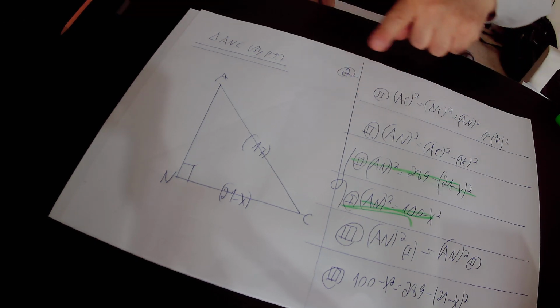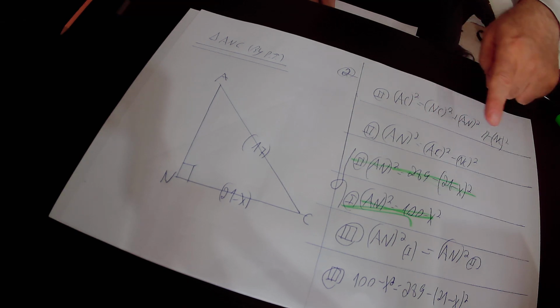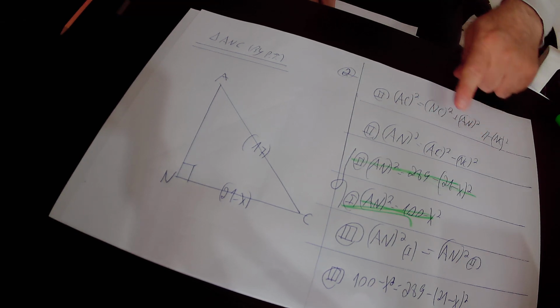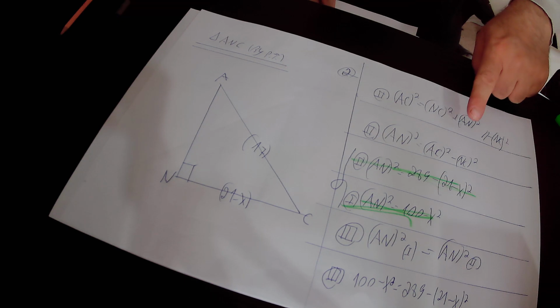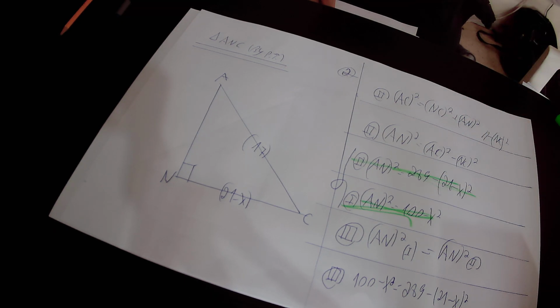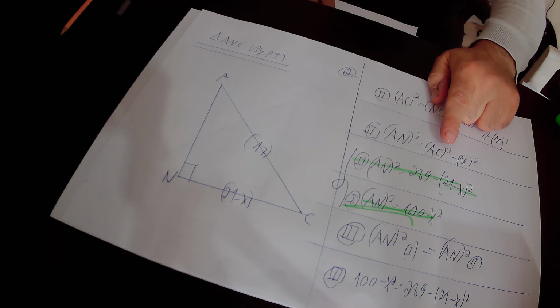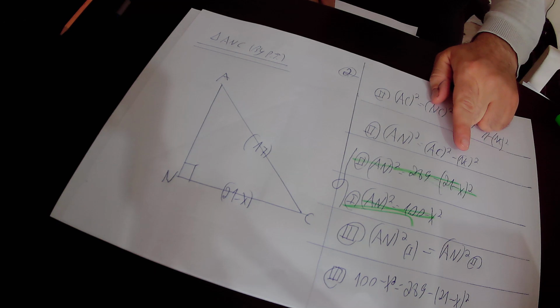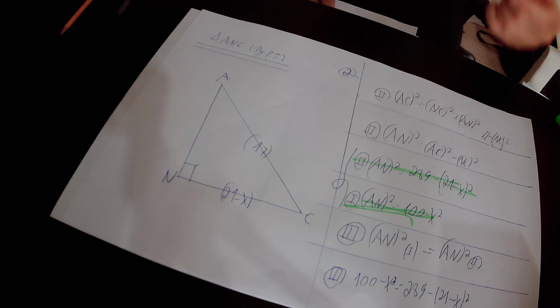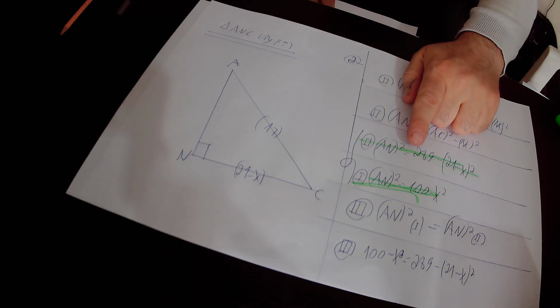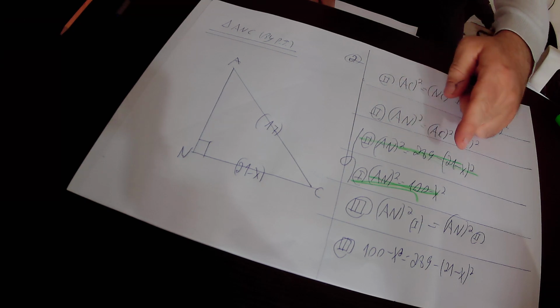AC is 17, therefore AC square is 17 squared, that is 289, minus NC square. NC is 21 minus x, therefore NC square is (21 minus x) squared. So according to equation 2, I found out that AN square equals 289 minus (21 minus x) squared. But according to equation 1, we already found out that AN square equals 100 minus x square.